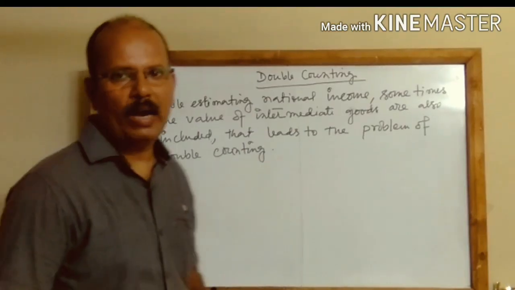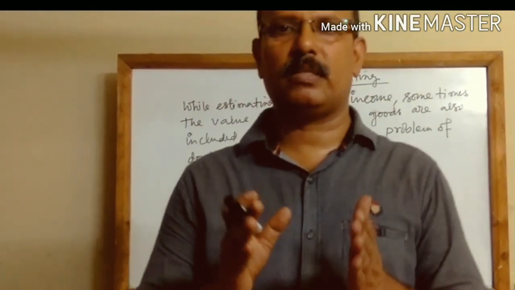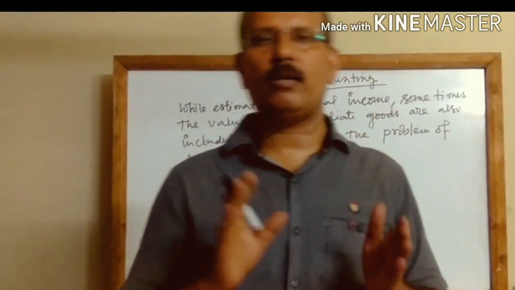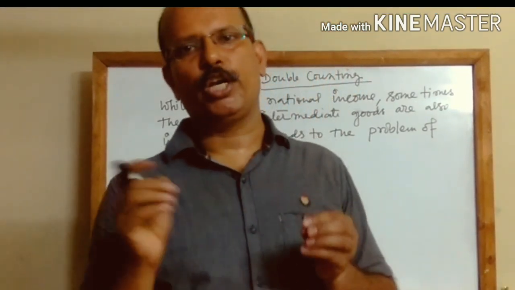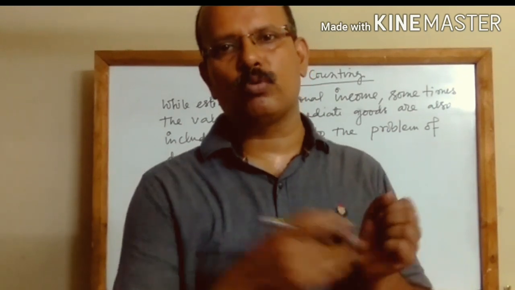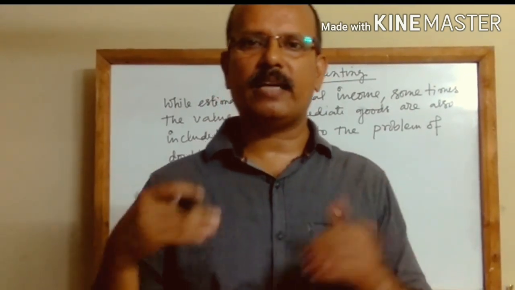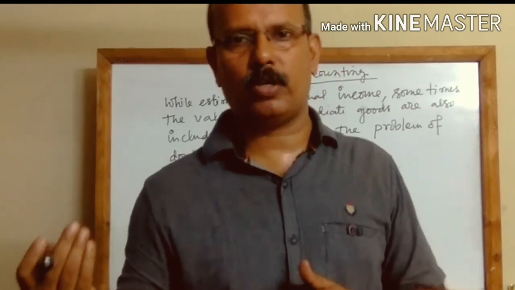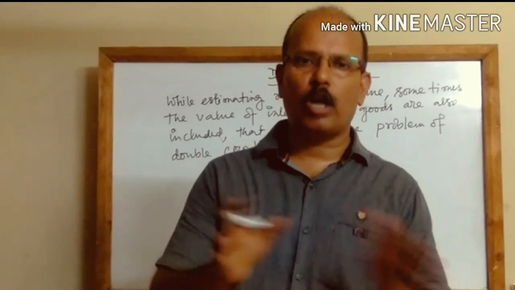It means, while estimating national income, only the value of final goods and services are to be included. We are not supposed to include the value of intermediate goods, but sometimes due to some misconception, the value of intermediate goods are also included in national income, and that leads to overestimation of national income, and that should be avoided. That should not be there.